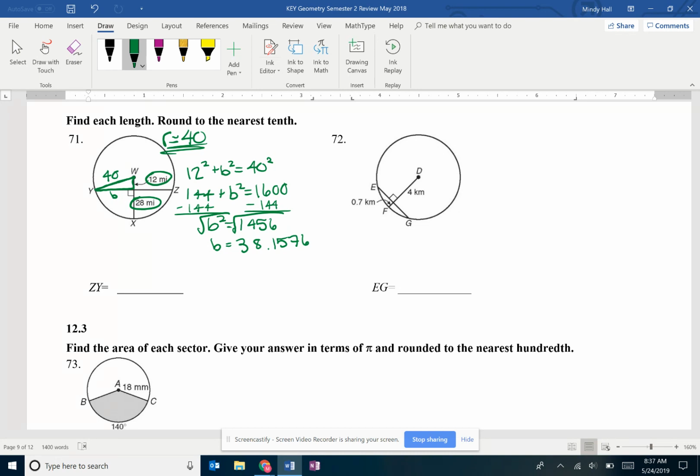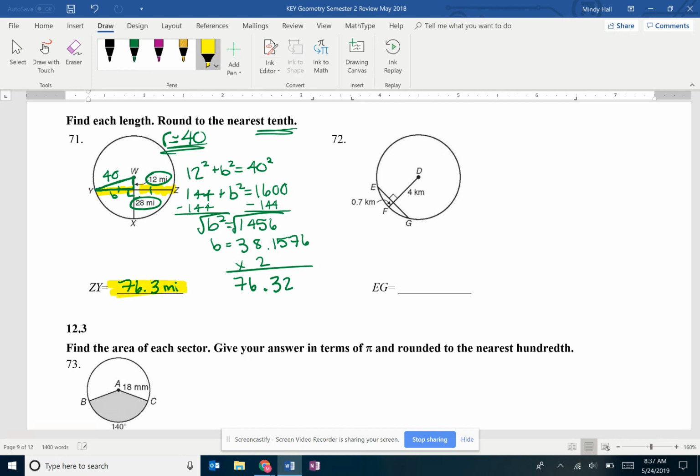So notice that is just going to be this length. I also need this length right here because I want the full thing. So the theorem for this says that with this little right angle right here, we know that this is bisected so that these sides are congruent to each other. So we multiply this by 2 so that we can get our full answer. So that gives us 76.32. And since we're rounding to the nearest tenth, it would just be 76.3 miles.